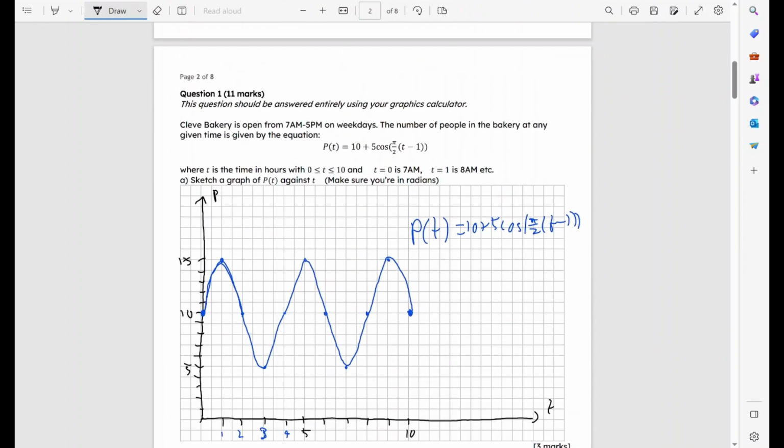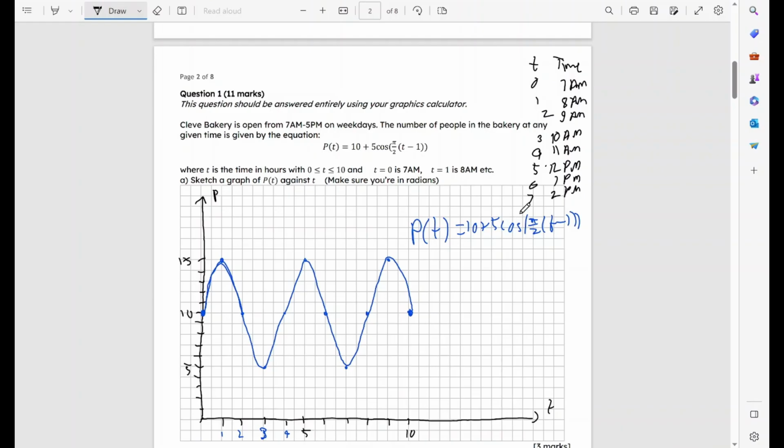So one thing that could help is if we have t values and then the actual time. So when t equals 0, we're at 7 a.m. When t equals 1, we're at 8 a.m. When t equals 2, we're at 9 a.m. When t equals 3, we're at 10 a.m. When t equals 4, we're at 11 a.m. t equals 5, we're at 12 p.m. t equals 6, we're at 1 p.m. t equals 7, we're at 2 p.m., which is that time that we wanted.